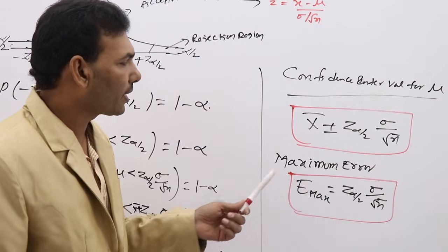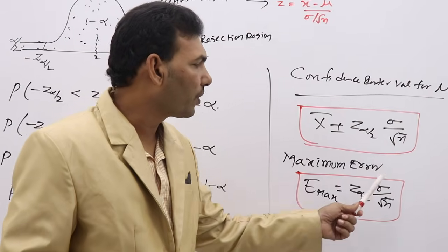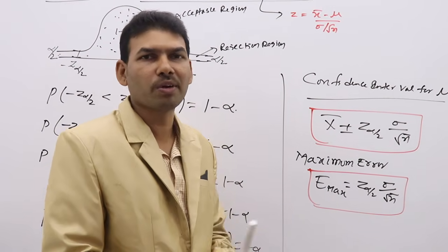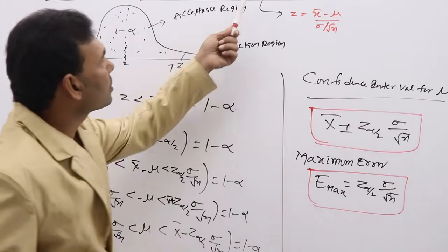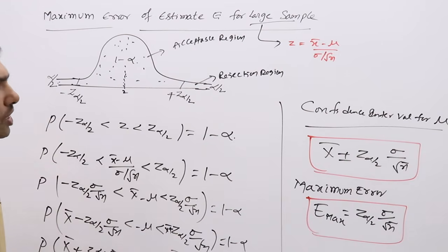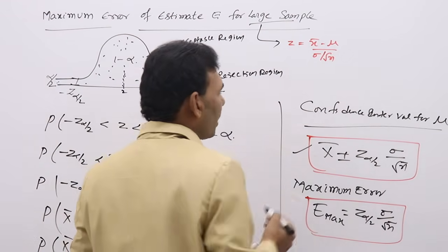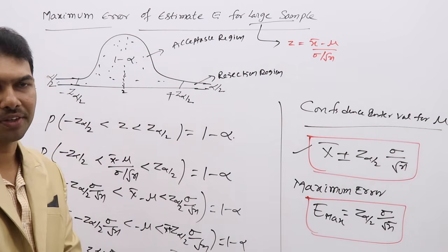If you want to calculate for a small sample, we use the t distribution: t alpha by 2 into s by root n. In the place of sigma you will get s. This is for a large sample that we are discussing now. So these two formulas you have to remember. I explained how we got those formulas. Maximum error of estimate.